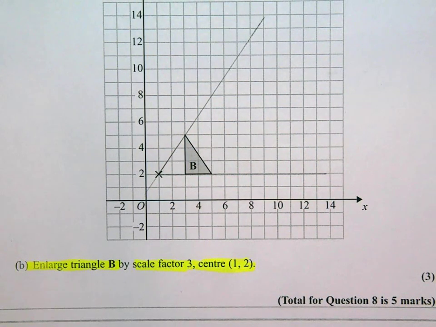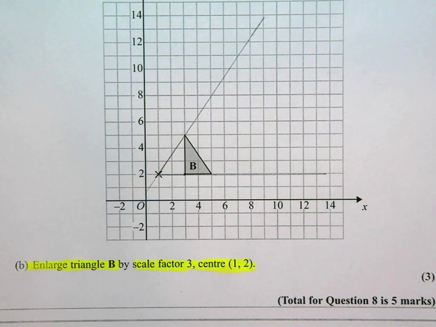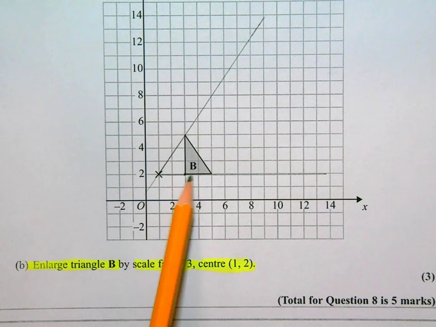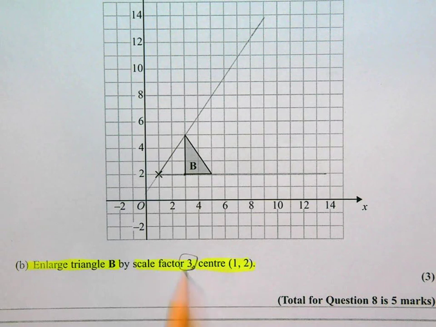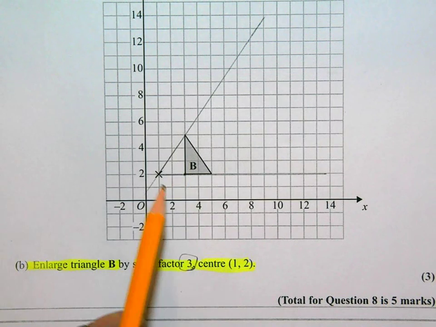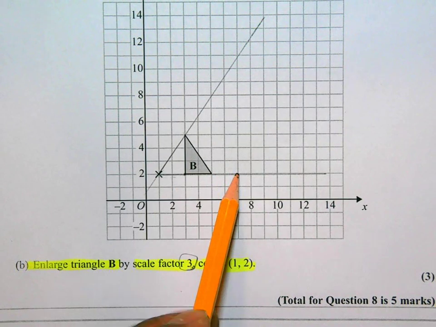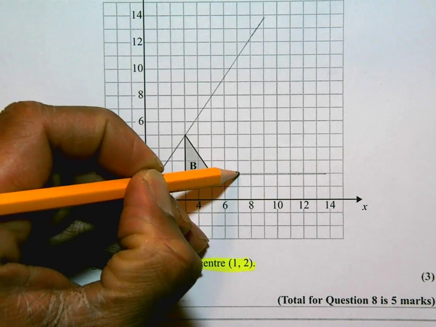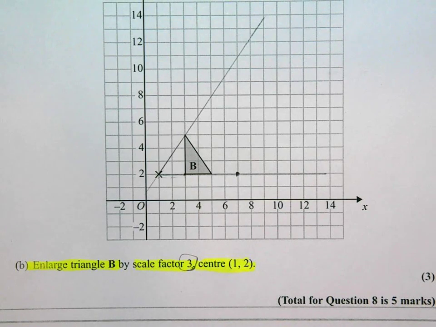Now the second step is to decide where my enlarged triangle is going to end up. That corner is 2 squares away from the center of enlargement: 1, 2. So when it's enlarged by a scale factor of 3, it's going to be 3 times further. So it's 2 times 3, which is 6. That's 1, 2, 3, 4, 5, 6 squares away. I'm going to check it again: 1, 2, 3, 4, 5, 6. So that corner is going to end up there. That corner there will end up there. And I can already start to see what it's going to look like.